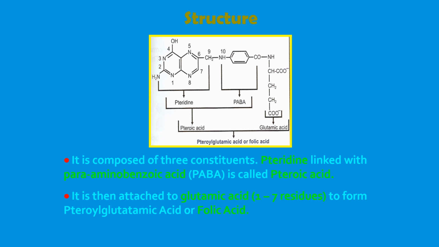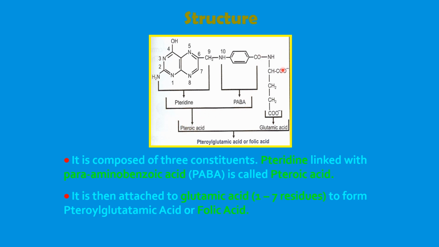If we start looking at the structure of folic acid, it's pretty complex. It has as part of it what we refer to as the pteridine ring, which is made up of two rings. Next to it, we have the molecule of PABA, or para-aminobenzoic acid, and the two of them form what we refer to as pteroic acid.